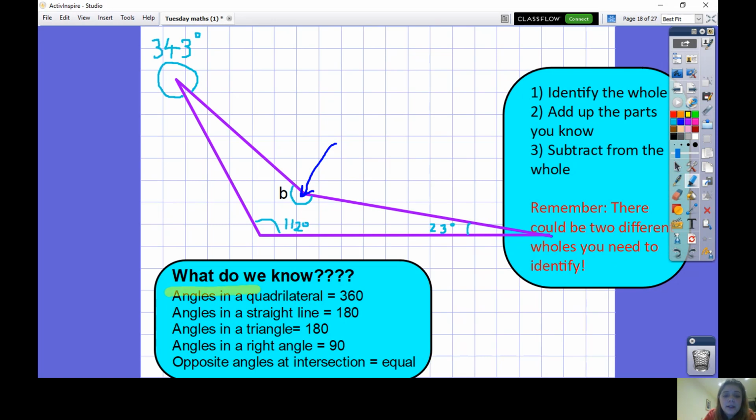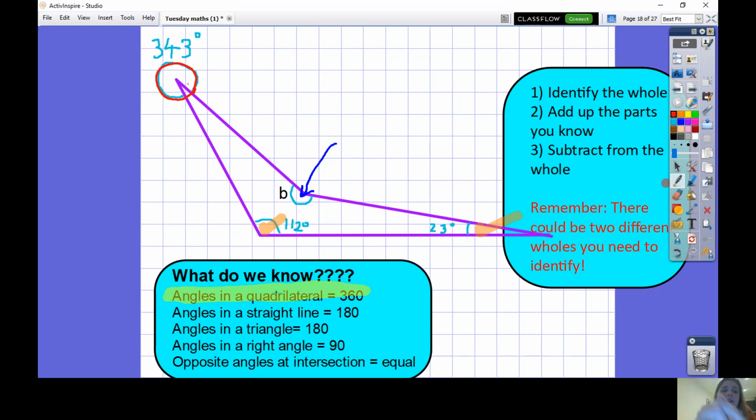I'm going to use the fact that there's 360 degrees in a quadrilateral. But in order to find one angle in a quadrilateral, I need to know the other 3. I have this interior angle, I have this interior angle, I'm missing that one. What fact would I use to work out that missing angle there? I'm going to give you a clue. It's going to be using another fact that we know.